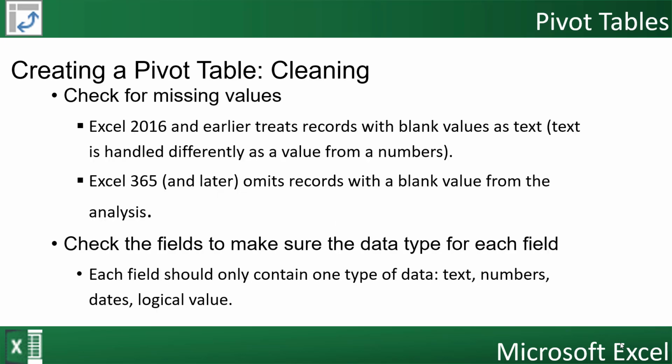Third, check for blank or missing values. Different versions of Excel handle missing values differently. In versions 2016 and earlier, Excel treats the missing values as text. If the column contains numbers with one cell in the column containing a blank, Excel considers the whole column as containing text.